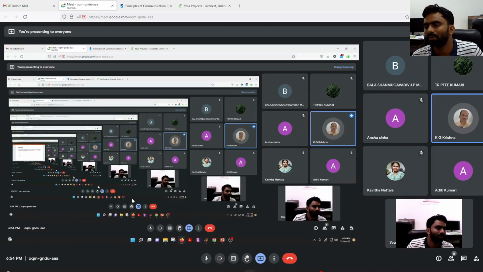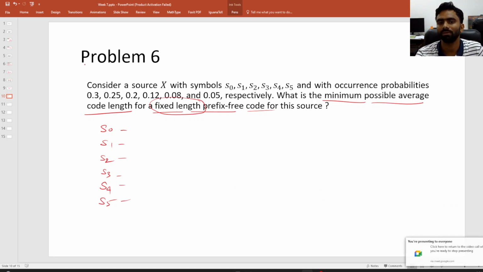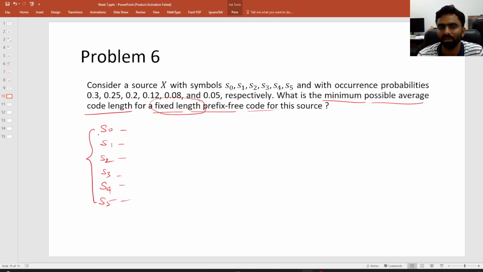It's 4. No, sir, 4 is not correct actually. So, how many symbols are there? Logically speaking, how many symbols are there? Yes, 6 symbols. So 6 symbols are there, and you have to code them with a fixed length prefix free code. You can directly assign. You will require minimum 3 bits.